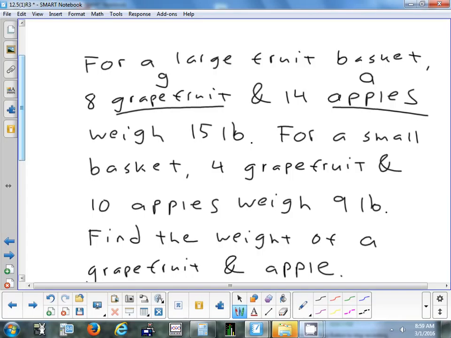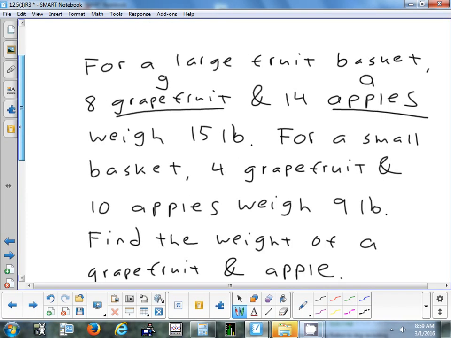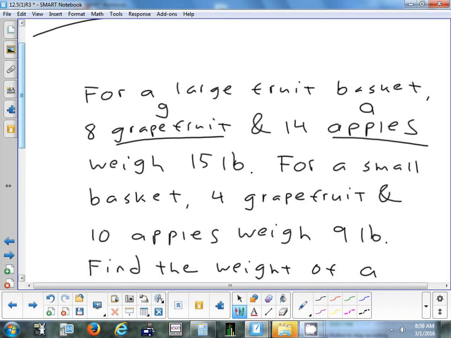How many apples in the large fruit basket? 14. So how would you represent 14 apples? 14 apples. Now it says together, the grapefruit and the apples weigh 15 pounds. So together, what would that mean? What are you going to do with the grapefruit and the apples? Yeah, you're going to add their weights up.